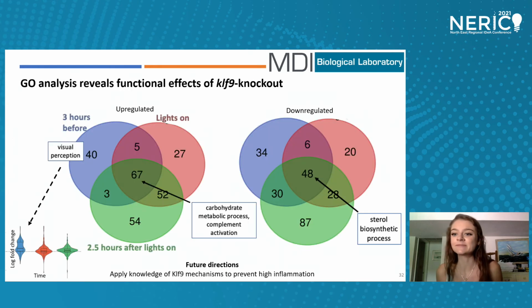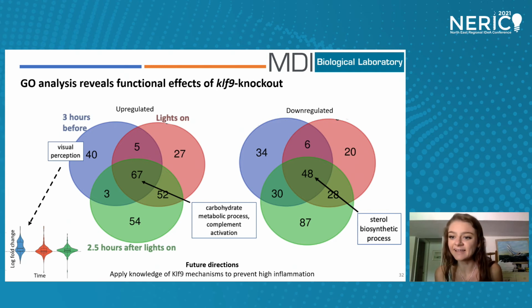We can also estimate the biological effect of the loss of KLF9 with gene enrichment analysis. So summarizing the Venn diagrams below, we can identify gene ontology groups, or biological processes defined by a set of involved genes, that are well represented among genes upregulated or downregulated by the loss of KLF9.